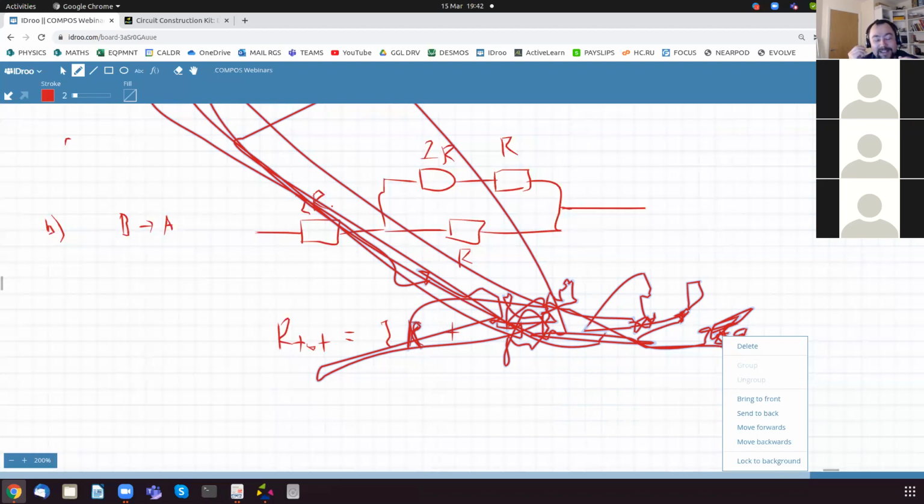It's going to be 2R plus 3R times R over 3R plus R, so 3R squared over 4R. So it's going to be 3/4 of R. So 2R plus 3/4 of R. This is going to be 2 plus 0.75. So it's 11/4 times 30. It's going to be 82.5 ohms.